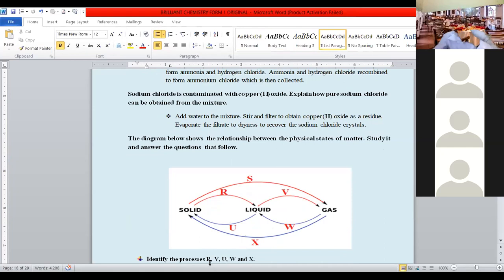So who can tell us R? Process R. Melting. That is solid to liquid. Very good. That is melting. V. Evaporation. Yes, liquid to gas is evaporation. U. Freezing. Liquid to solid is freezing. That is cooling. You cool it beyond the freezing point. Take this W.